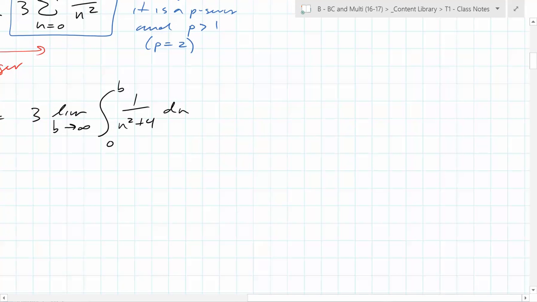There's 2 important steps you have to get to. What does that almost look like? 1 over what? This should remind you of something that you know the integration for. You know the integral of 1 over 1 plus x squared dx is equal to what? You have to know this. Tan inverse of x plus c, right? You have to know that.